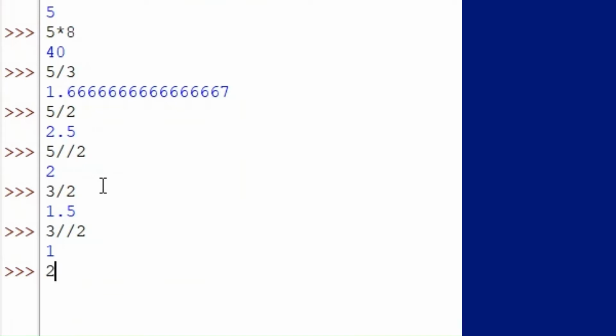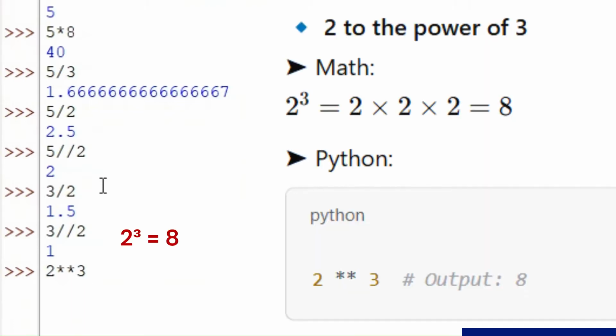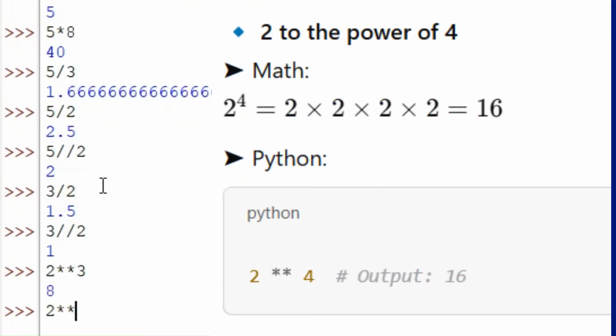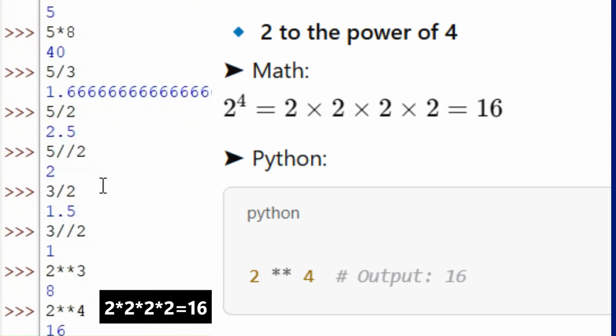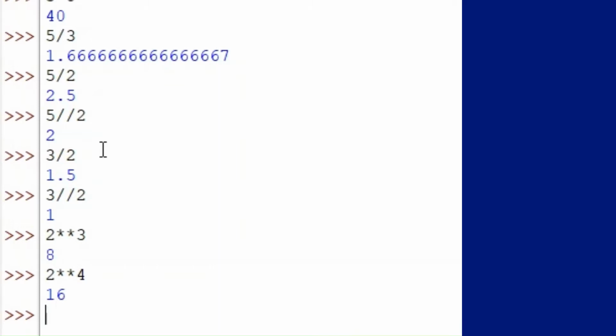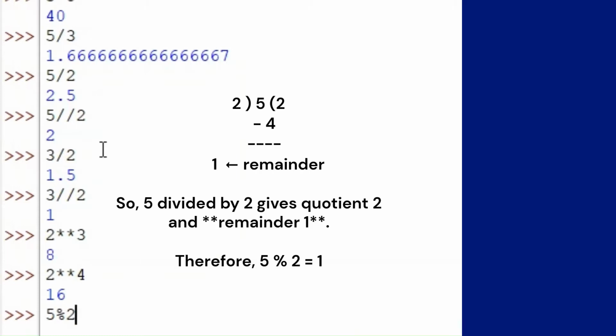In Python, we use the double asterisk for exponent. Try this. 2 ** 3 means 2 to the power of 3, that is, 2 * 2 * 2 equals 8. So, 2 is multiplied 3 times. Now try 2 ** 4. It means 2 to the power of 4, or 2 * 2 * 2 * 2 equals 16. In Python, the exponent operator has the highest priority. That means if an expression contains multiplication, division, and exponentiation, the exponent will be evaluated first.